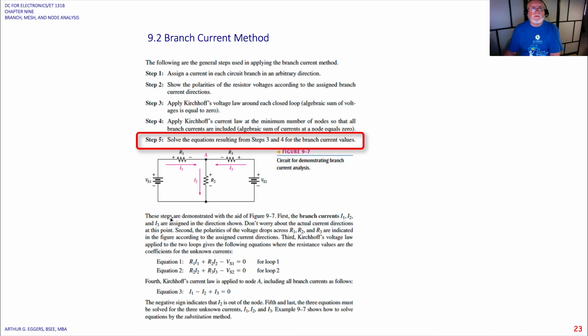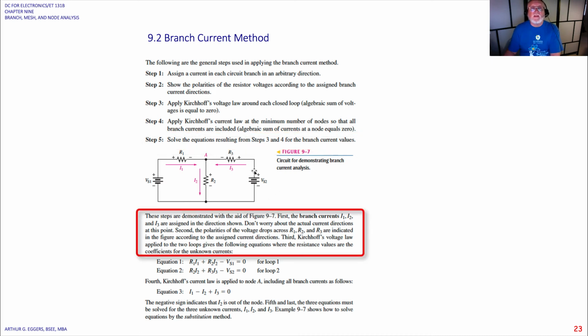So these steps are demonstrated with the aid of this figure. First, the branch currents I1, I2, and I3 are assigned the direction shown, just as the step says. Don't worry about the actual current directions at this point. Second, the polarities of the voltage drops across R1, R2, and R3 are indicated in the figure according to the assigned current directions.